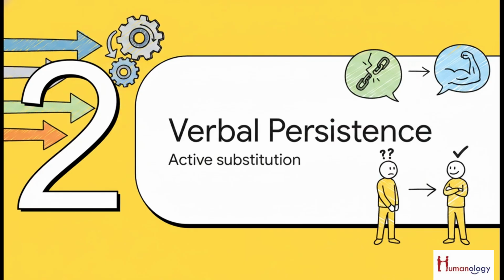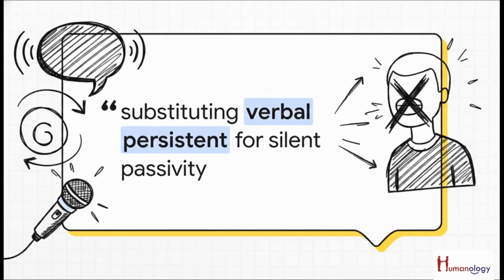Substituting verbal persistence. The source material specifically talks about substituting verbal persistence for silent passivity. And I want to really pause on that, because assertiveness isn't just sitting there thinking brave thoughts, you know? It's a real mechanical skill that you practice. It means actually vocalizing your needs. Picture calmly repeating, "I cannot take on this extra project," to a super pushy coworker over and over. You are actively substituting your silence with your actual voice.